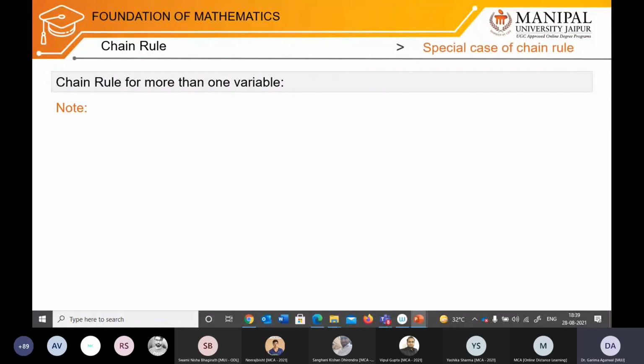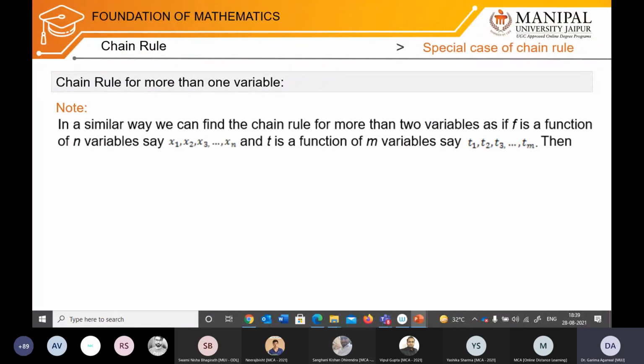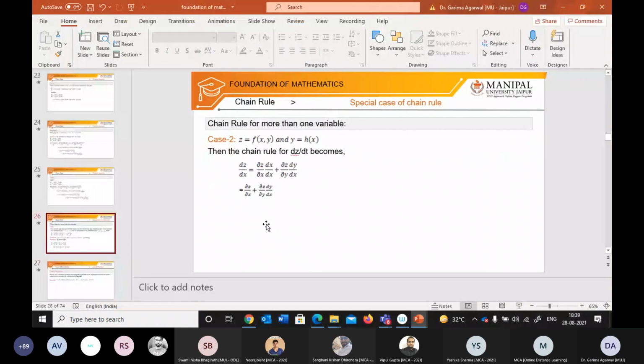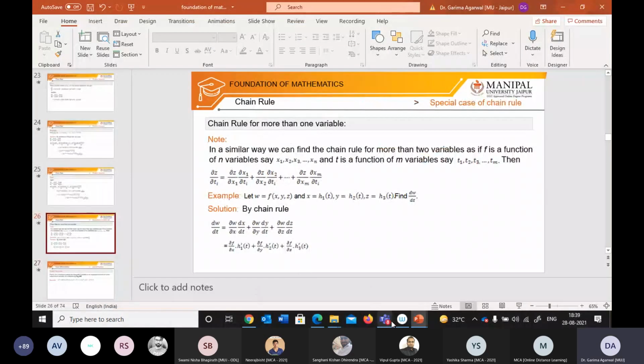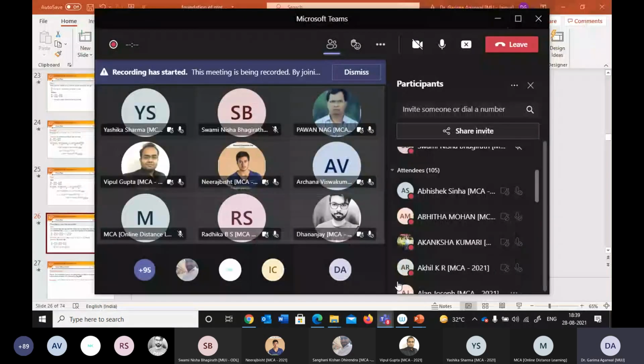Any query related to this chain rule for more than one variable, please raise your hand quickly.